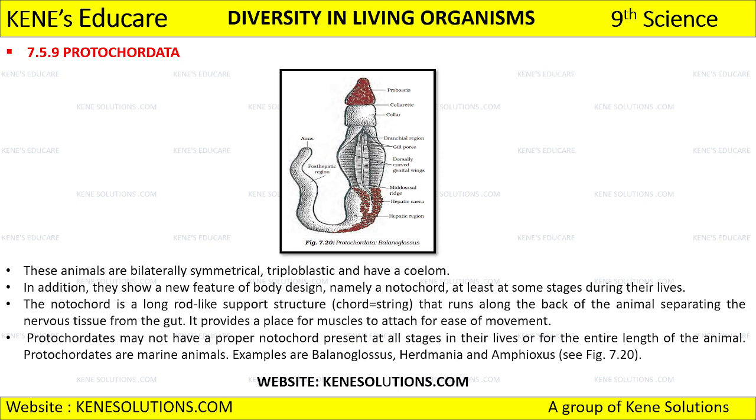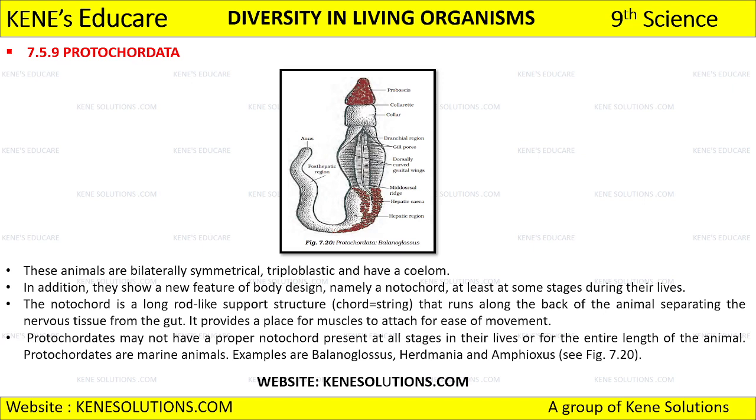Now, what is a notochord? A notochord is a long rod-like support structure that runs along the back of the animal, separating the nervous tissue from the gut. What is a notochord? It's a long rod-like support structure that you can see in the center, and it runs along the back of the animal, playing a role in separating the nervous tissue from the gut. It also provides a place for muscles to attach for ease of movement. There's nothing over here to explain in detail. I hope while you are reading it, you are understanding what exactly has been given.